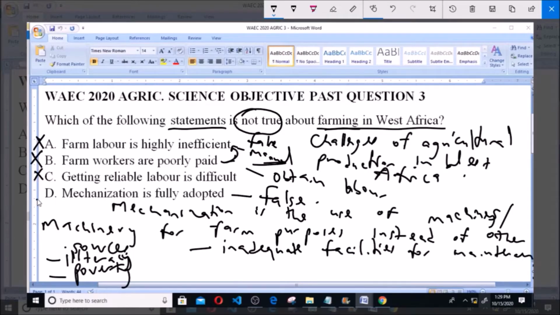So, as we have established, option D is not true concerning farming in West Africa and is the correct answer to this question.